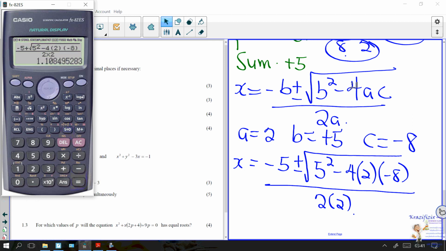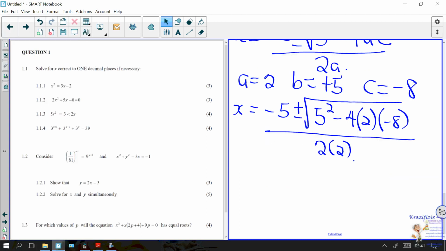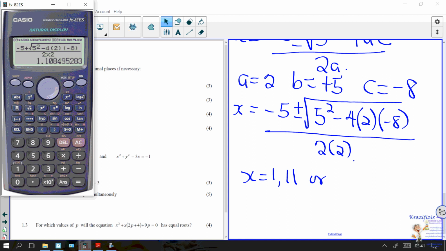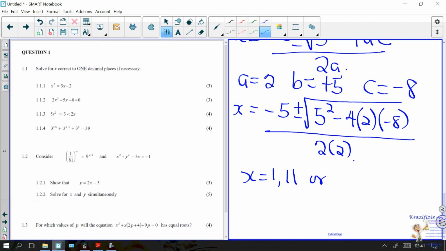What's my answer here? I have 1.11, to 2 decimal places. So x equals positive 1.11, or what do we do? I go back again and just change the sign. You don't have to type the whole thing again. Just change the sign. The first one was plus, now it's going to be minus. And what do I have? I have a negative 3.61. And that's how you work that out. You have your 3 marks.